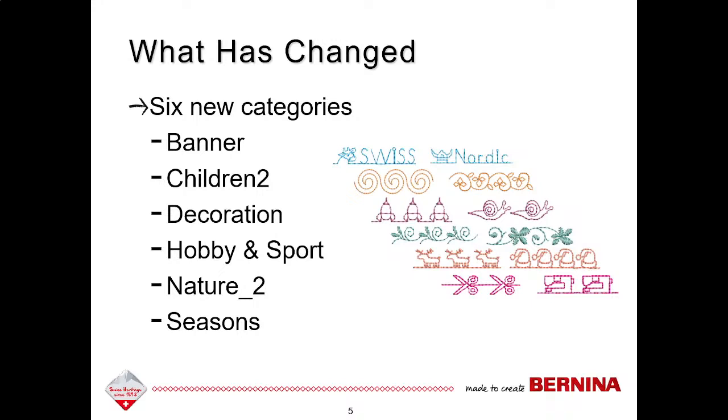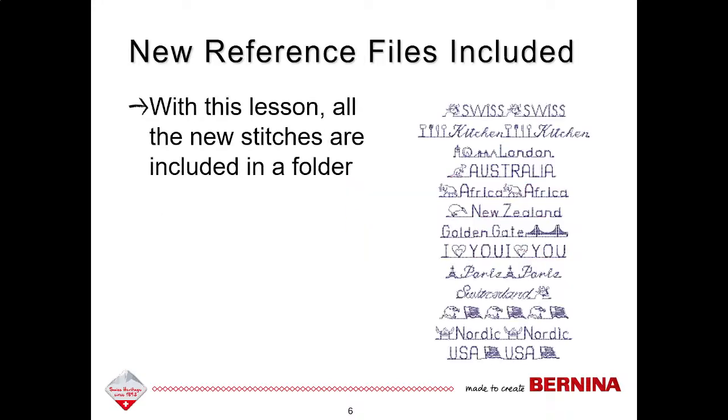So, improvements in version 9. There are new categories. That's the first improvement. We now have a banner category, Children 2, Decoration, Hobby and Sport, Nature 2, and Seasons. In this lesson, she has included a folder that has all the new stitches so you can sew out reference files.